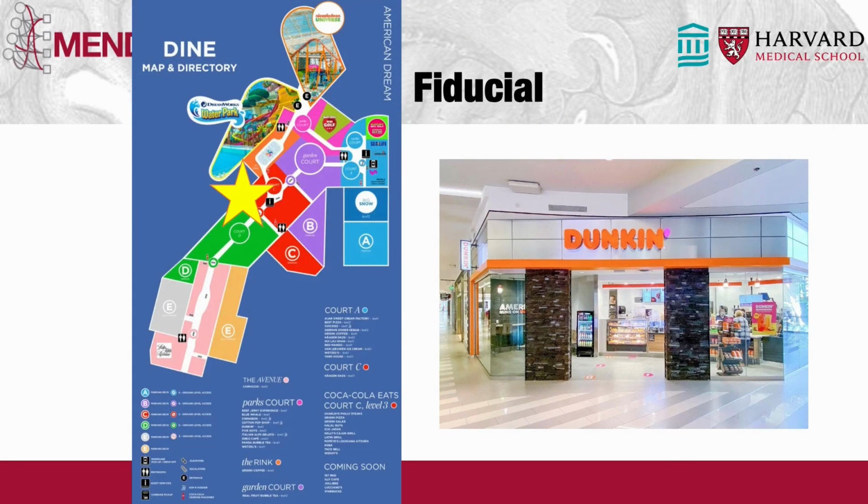All these stereotactic procedures are a form of intracranial navigation. And for this, you need a map, which shows you your target, and then some sort of fiducial or location that tells you you are here. So some sort of marker that you can compare on the map to the real world.